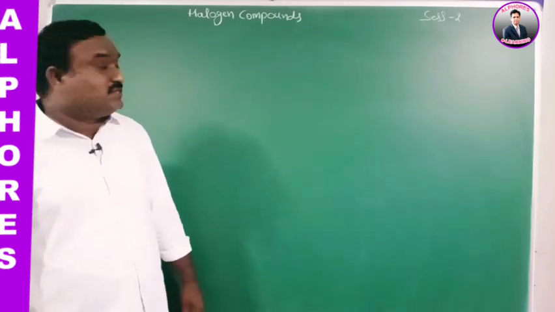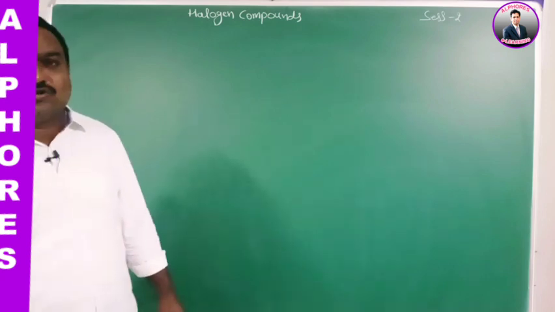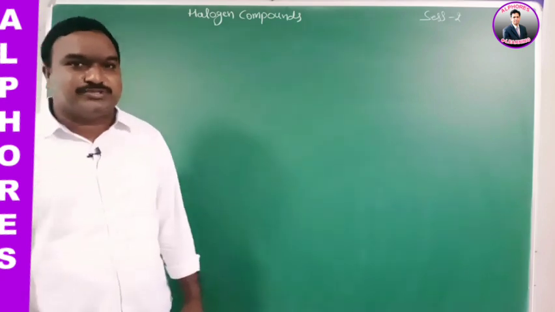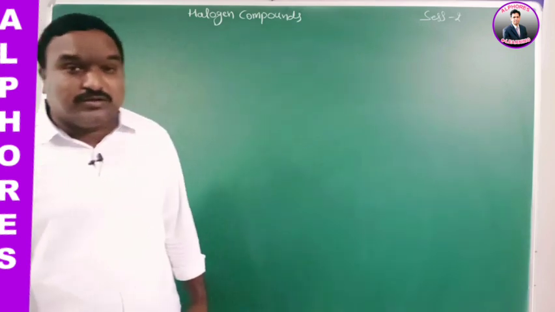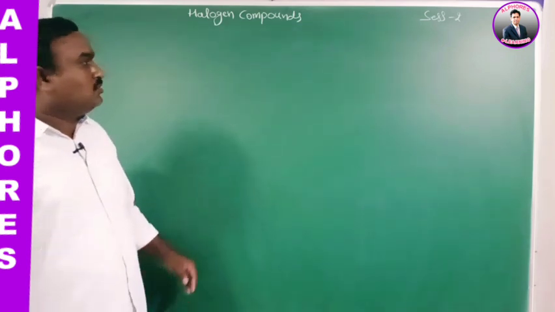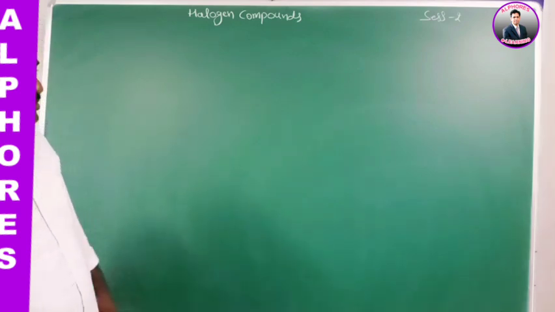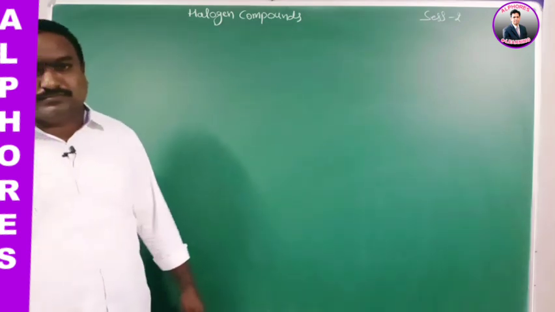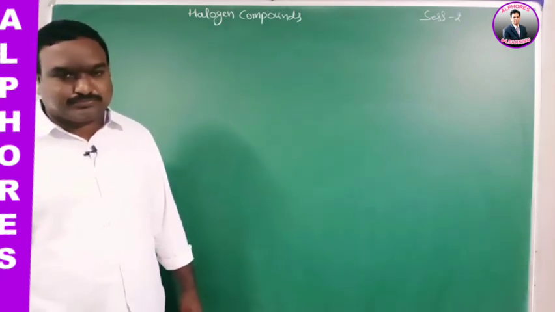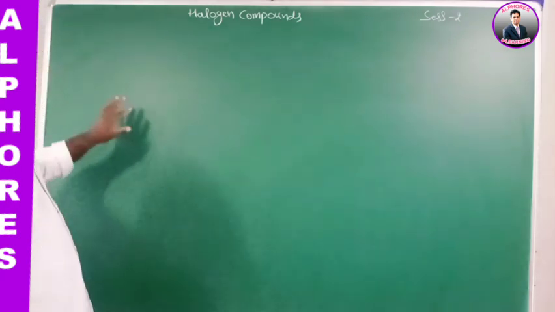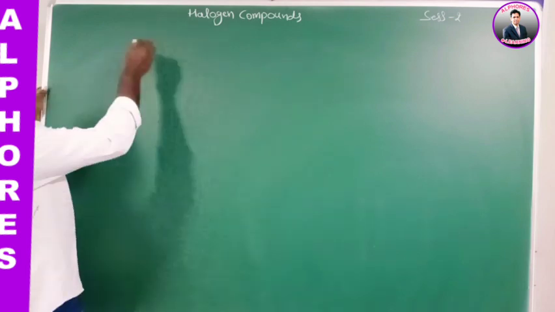Yesterday we discussed the introduction of halogen compounds, classification and nomenclature. Today we will discuss isomerism and preparation of halogen compounds. So, isomerism.